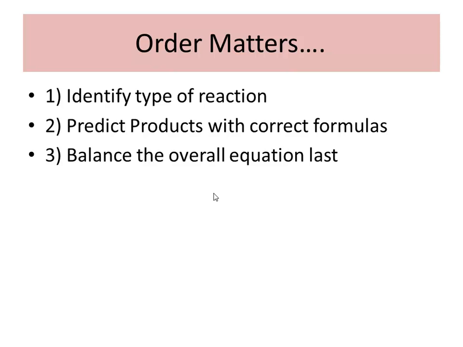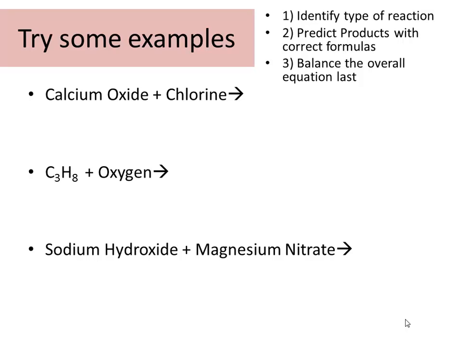Let's go over a couple. I want you guys to try these 3 examples first, and we'll talk about, I want you guys to predict the product. So first thing you guys want to do, identify the type of reaction, then predict the products with the correct formulas, and then balance the equation in the end. So we'll write these down and do these.